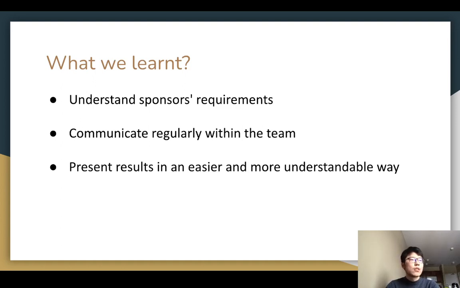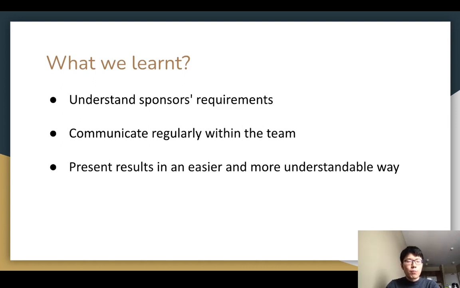The last thing was to present the results in an easier and more understandable way. In this project, our sponsors might not have as much knowledge as we have, because we developed this project from the ground up. So it becomes really important to present the results and data in an understandable way.